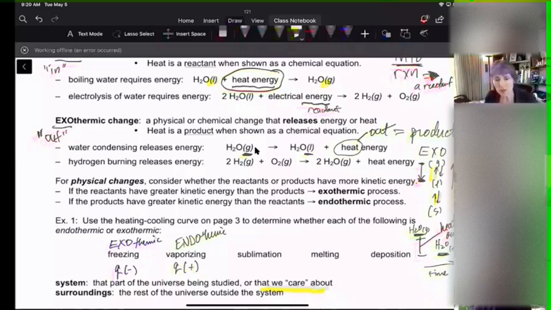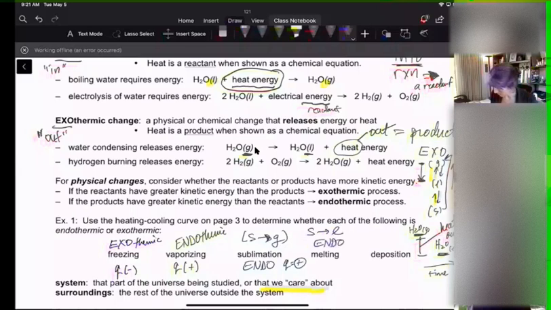All right, sublimation. Do you remember what sublimation is? Solid to gas. And so that one is endo, and Q is positive. All right, what's melting? That's going to require energy, endo, and our Q will be a positive value, energy in. And then deposition is the opposite of sublimation. Yeah, exothermic, which means Q is going to be a negative value. Okay, so that's physical changes.